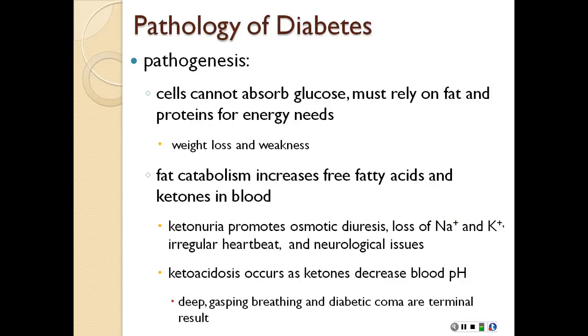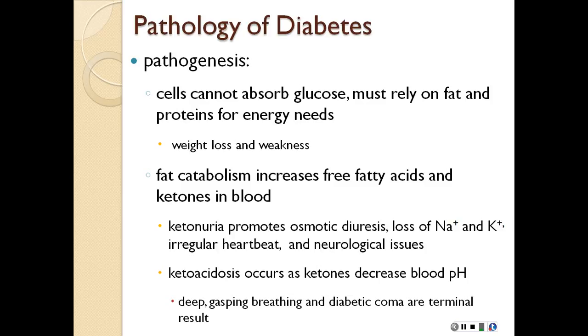All right, so cells are unable to absorb glucose. So think about that. Those cells that are not able to get glucose must rely on fat and proteins for energy needs. Sometimes you'll notice that people with diabetes may start to lose weight. That's because the body is feeding off of the fat tissue and the muscle tissue in order to get the energy. Fat catabolism just means the breakdown of fat in the body, and that's going to increase free fatty acids and ketones in the blood.